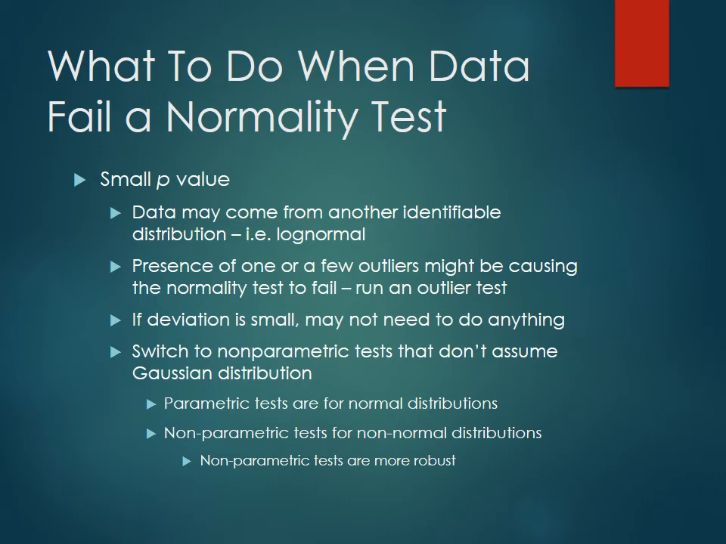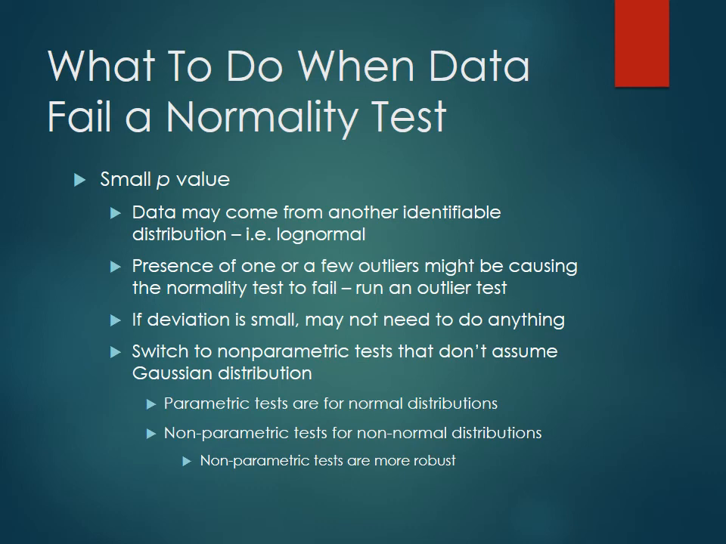The other thing is that you could have the presence of one or a few outliers that could be causing the normality test to fail. At which point we'll run an outlier test, which we'll talk about in just a minute. If the deviation is pretty small, you may not need to do anything. Otherwise, you may need to switch over to non-parametric tests that don't assume a Gaussian distribution. So this is a pretty key point when determining whether a statistical test is going to be appropriate for the data that you're looking at.